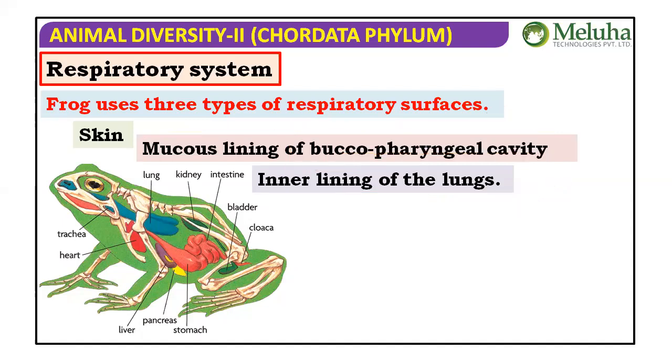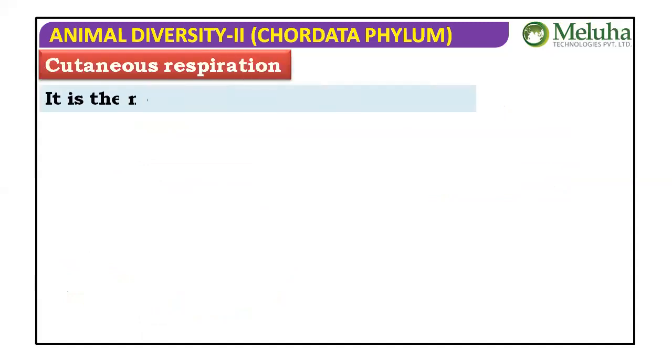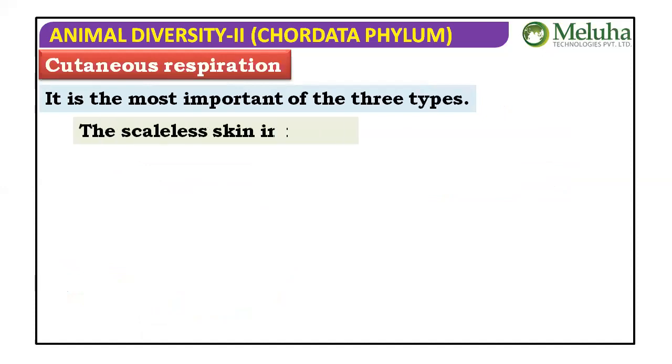That's why we said the skin is a bigger one. Among the three types of respiratory system, cutaneous respiration is the most important. Scientists say that less oxygen is collected from the buccopharyngeal cavity and lungs.